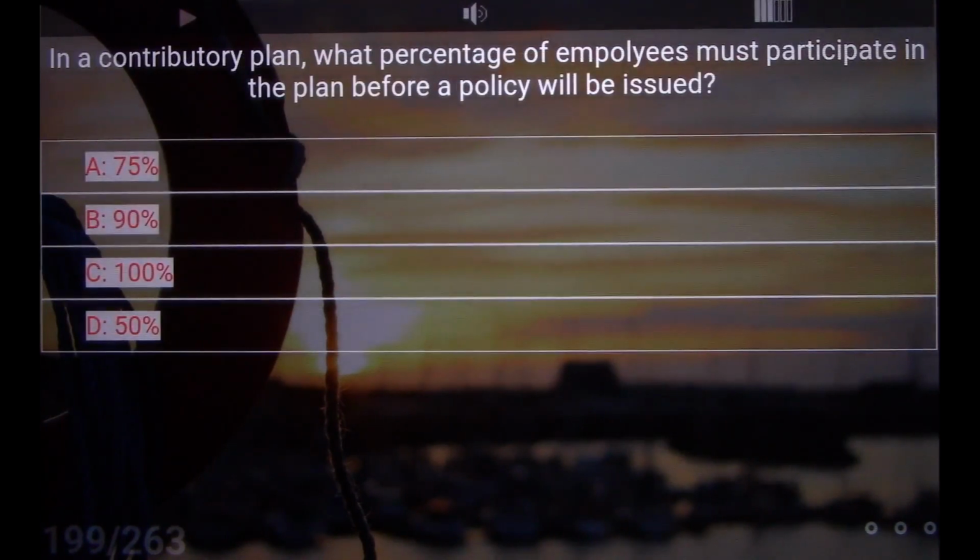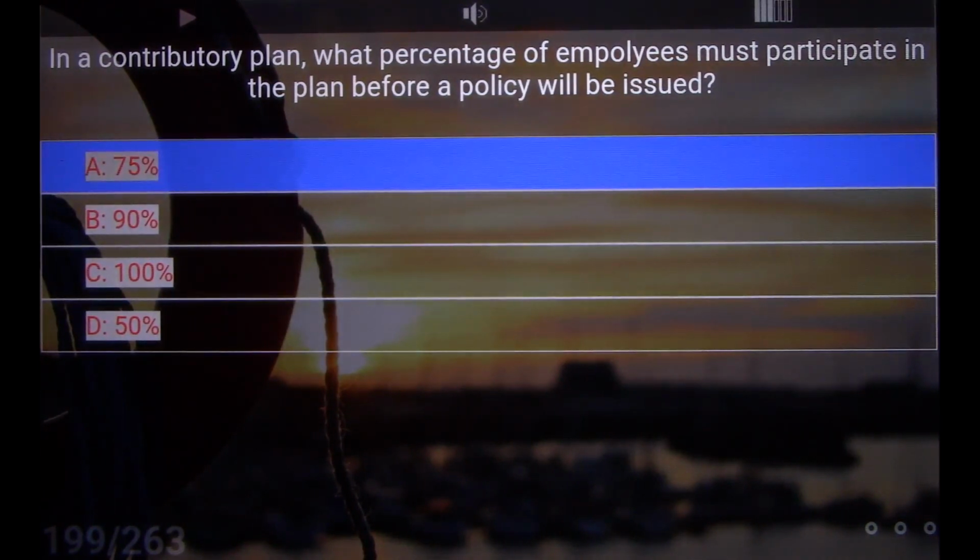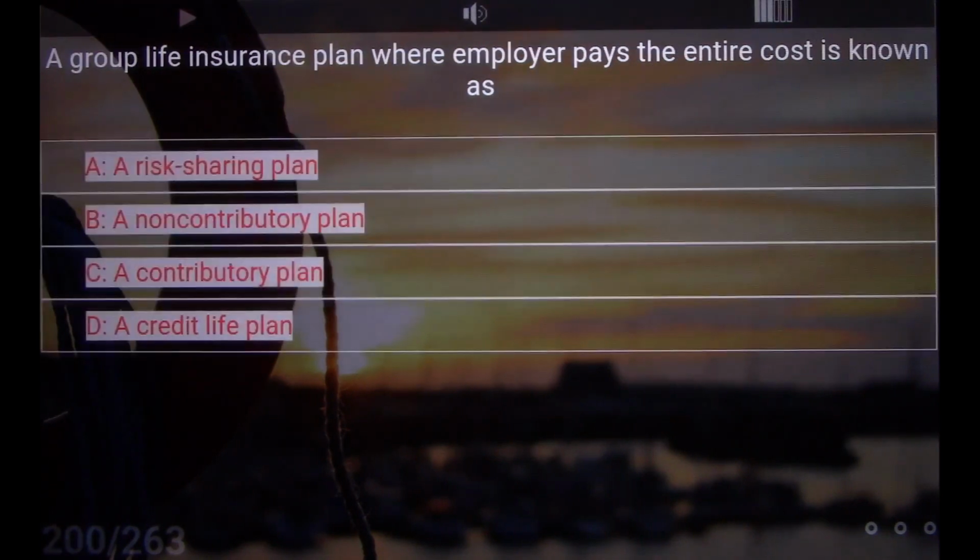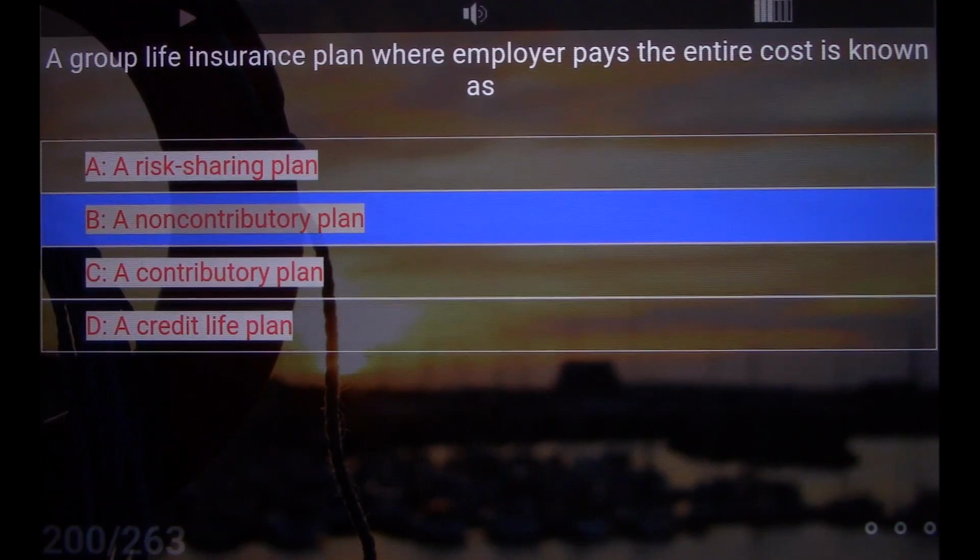In a contributory plan, what percentage of employees must participate in the plan before a policy will be issued? A. 75%. A group life insurance plan where employer pays the entire cost is known as B. A non-contributory plan.